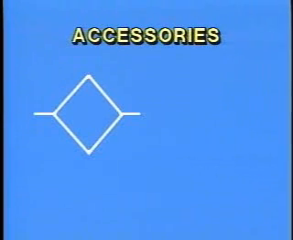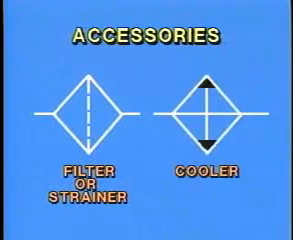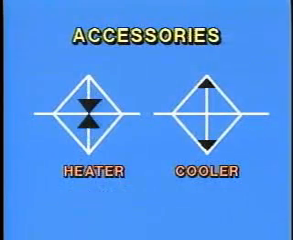Filters, strainers, and heat exchangers are represented as squares that are turned 45 degrees and have the port connection at the corners. A dotted line in the opposite direction to the flow line indicates a filter or strainer. A solid line in the opposite direction with black triangles pointing out indicates a cooler. The symbol for a heater is like the symbol for a cooler, except the black triangles point in.